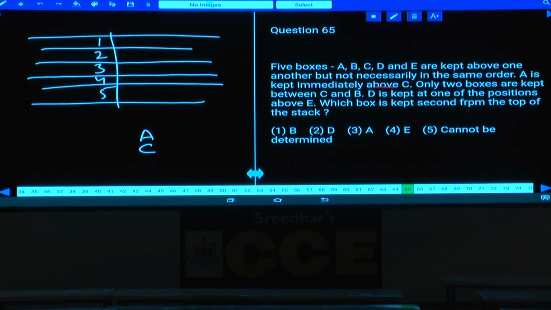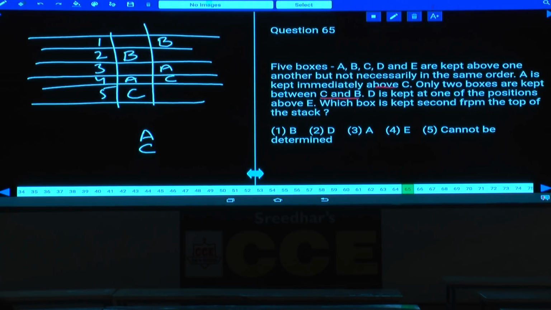Only 2 boxes are kept between C and B. As only 2 boxes are kept between them, C is here, A is here, and B is here. This is one possibility. Then what is the other possibility? C can be at the 4th place, then A is here, and B can be at the top place, isn't it? A is immediately above C. There are 2 boxes in between C and B.